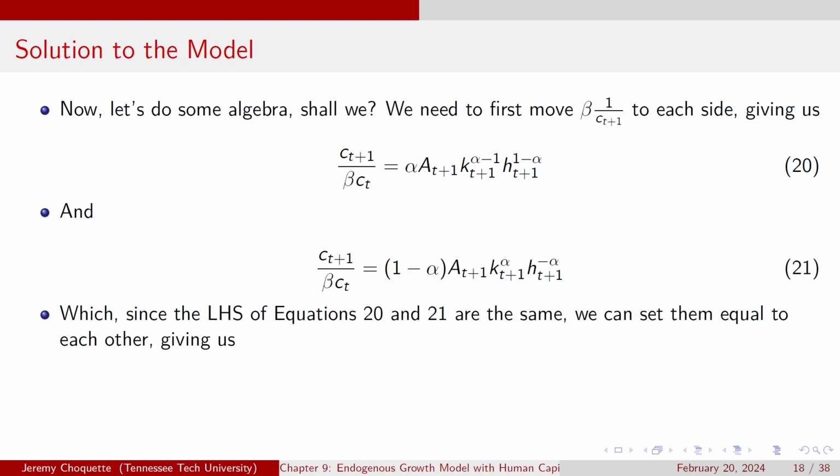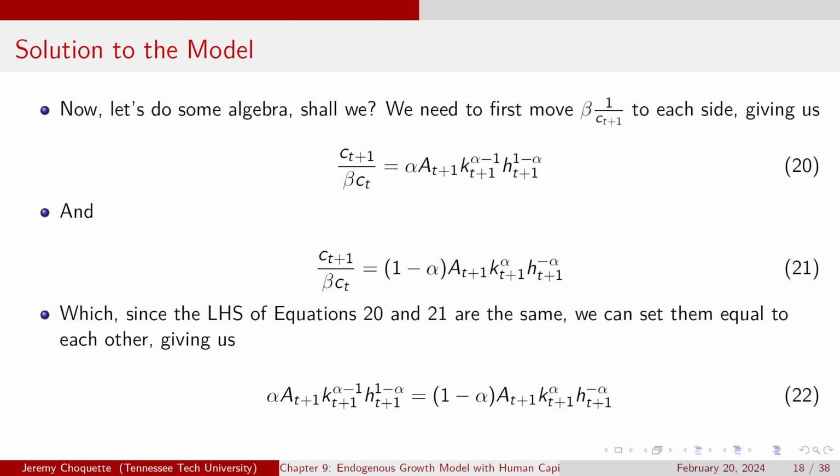But the left-hand side, that c_{t+1} over beta times c_t in equation 20, is the same as the left-hand side of the c_{t+1} over beta times c_t in equation 21. So I've got equation 20 being equal to something, and I've got that same something being equal to equation 21. So that implies that the right-hand sides of equations 20 and 21 are also equal to each other. So I set the right-hand sides of equations 20 and 21 equal to each other, and that gives me this right here. So I have the marginal product of physical capital equal to the marginal product of human capital.